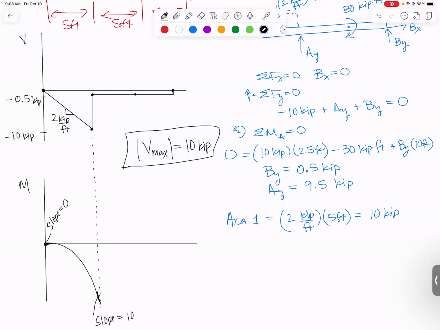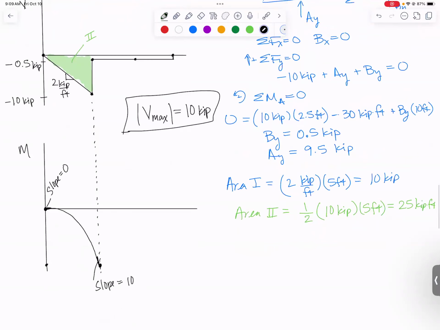Well, let's figure out how far down we would end up right here. Where do we find out how far down we are? We use the area of the V curve. So I want to take the area of that little triangle, call it area 2. Well, it's the area of a triangle, so we need 1/2. One of the sides is 10 kips, and the other side is 5 feet. So you multiply that out, you get half of 50, which is 25 kip feet. So we've gone from 0 all the way down to -25 kip feet based on the green triangle.